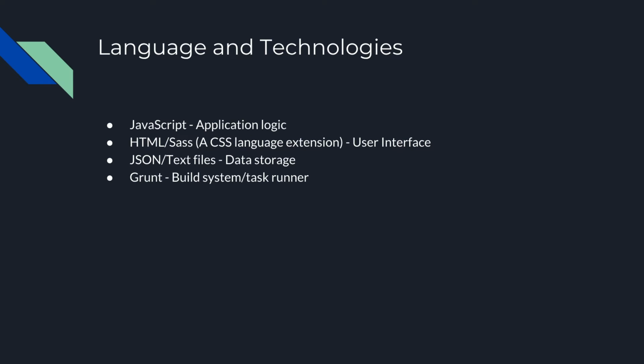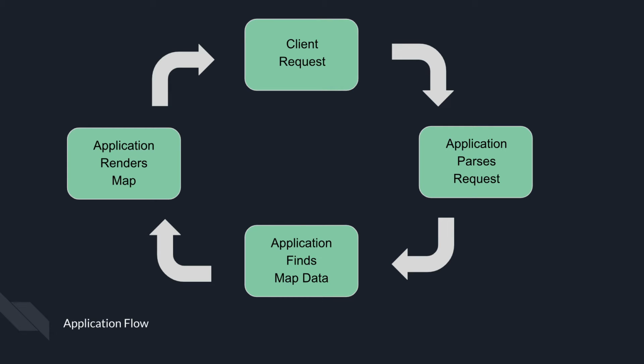Code architecture, languages and technologies: JavaScript for application logic, HTML/SASS for user interface, JSON and text files for data storage, and Grunt for building system and task running. This is a layout of the current application flow. Client requests, application parses requests, application defines map data, application renders map. So straightforward-ish when you look at this, but the actual code itself is a monster.